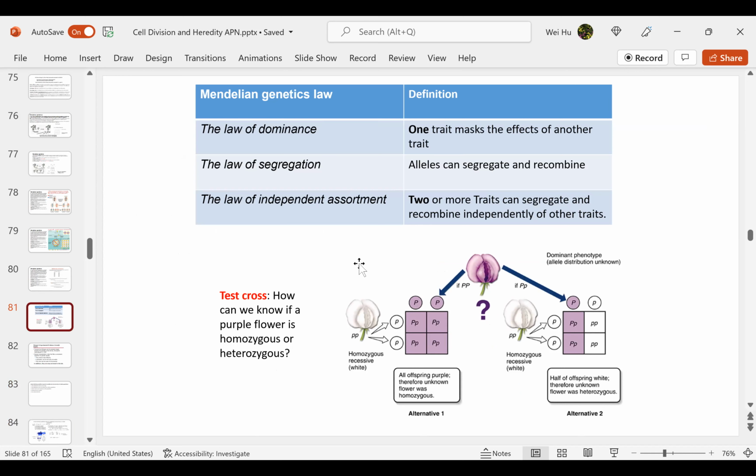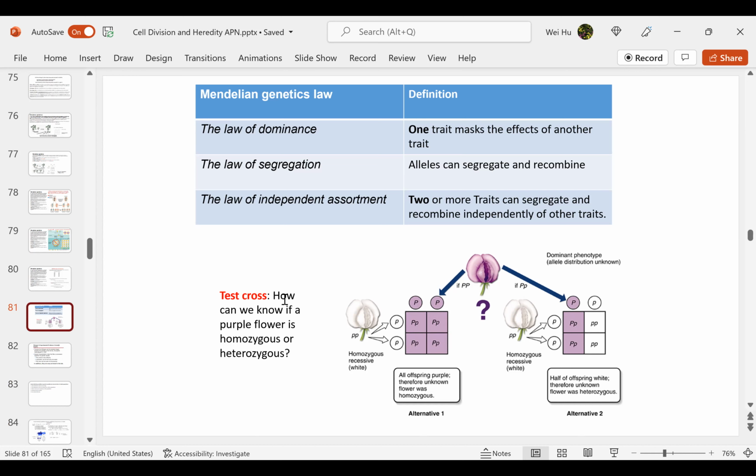So now you face a problem. Homozygous individuals show dominant phenotypes, and heterozygous individuals also show dominant phenotypes. For instance, purple flower is the dominant phenotype. Big P shows purple, and small p shows white. Both still show purple, so from the outside you really cannot tell whether they are homozygous or heterozygous.